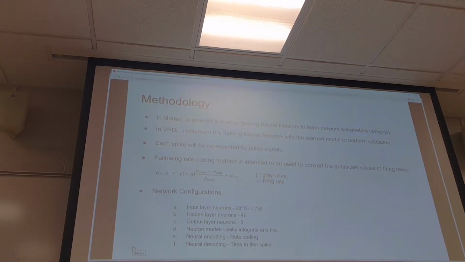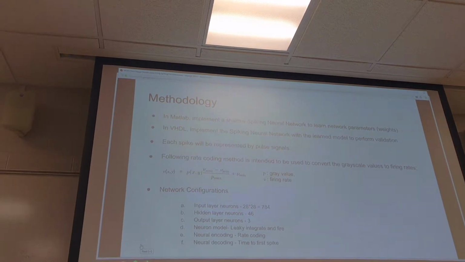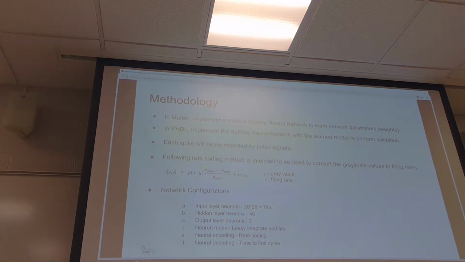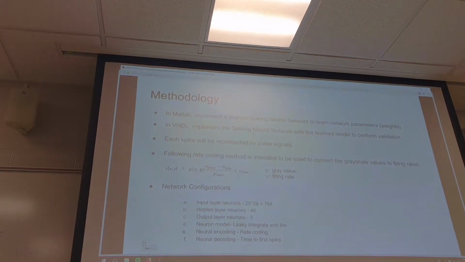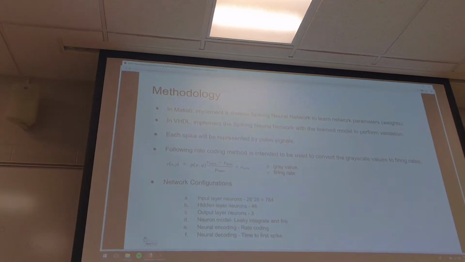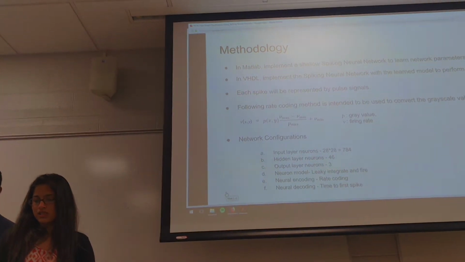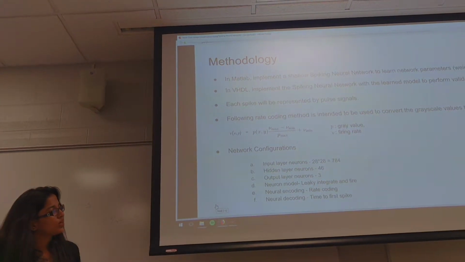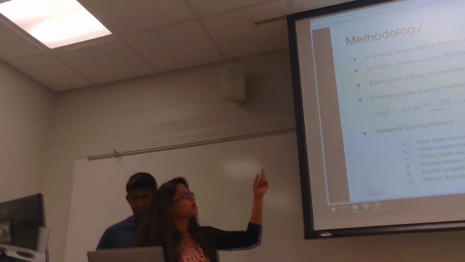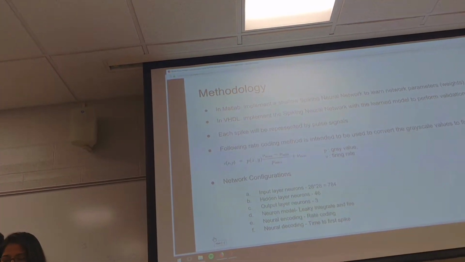This is the methodology we're going to follow. In MATLAB, we'll be implementing to learn the network parameters, and then we'll be doing the validation. This is an equation that can be used, where V means the rate, and in a range we define the max and min. According to the gray value, we'll be identifying rates for the particular pixels, and this is the network configuration, whereas the neural encoding decoding part, the encoding part is what's mentioned here, and the decoding I'll explain in the next slides.